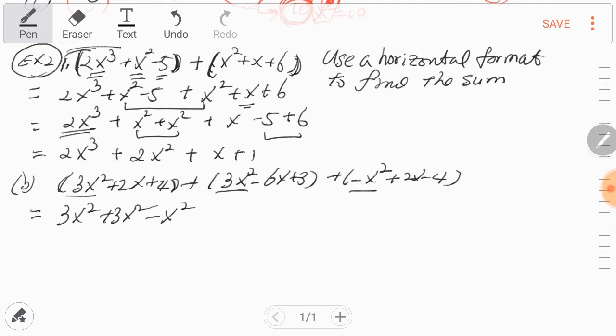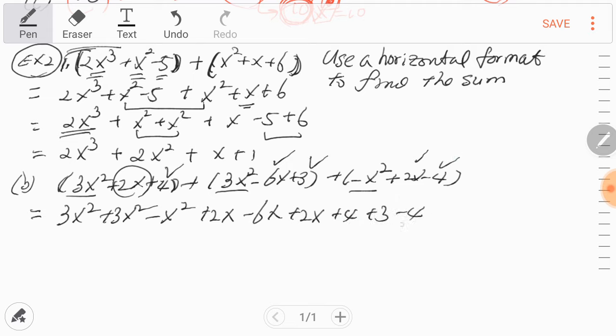Okay, now the x terms. Let's find the x terms and then put them together. So here is plus 2x. This one is minus 2x, minus 6x. Here is 2x, so plus 2x. And then the constant terms: here is 4, here is 3, here is minus 4. Then combine the like terms. So let's add up all of this.